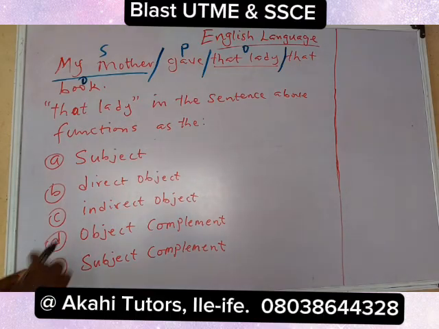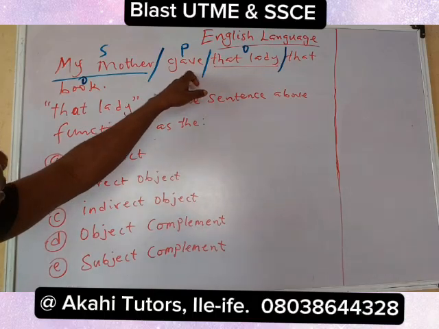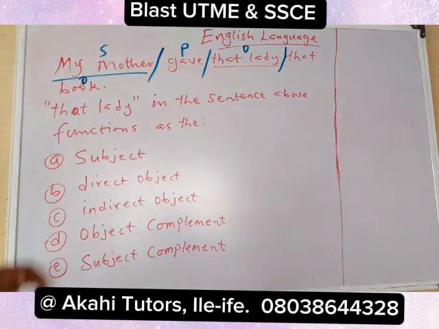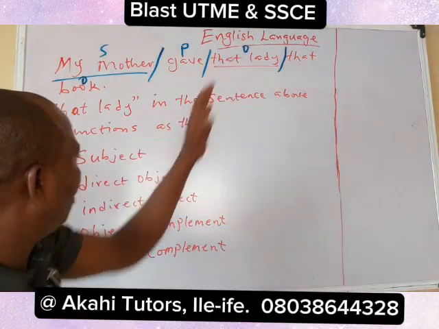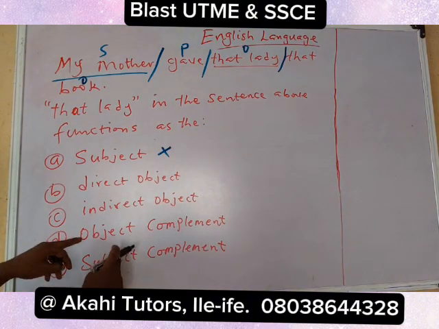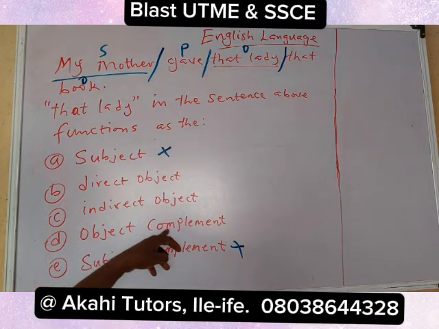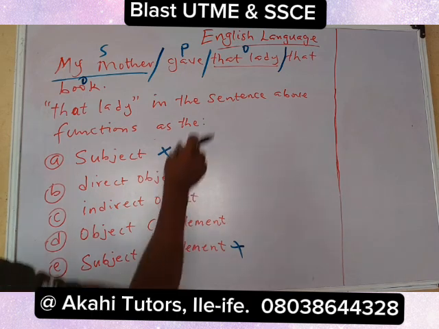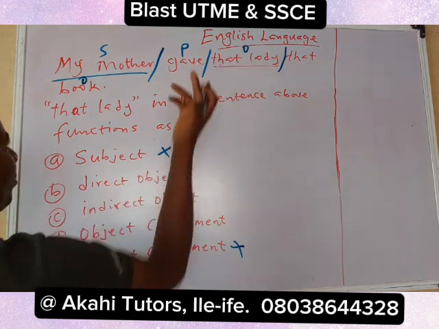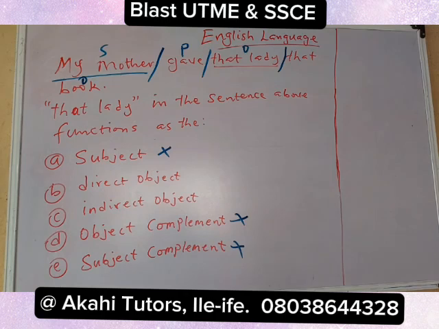Now the question is, the first object here is what? Is it a direct object or indirect object? Since we are aware that it is an object, that means this option is wrong. Of course, we know that it is not subject complement, so let's remove this. Is it an object complement? Is it saying anything about the object? No. So let's remove this. We have two options remaining.